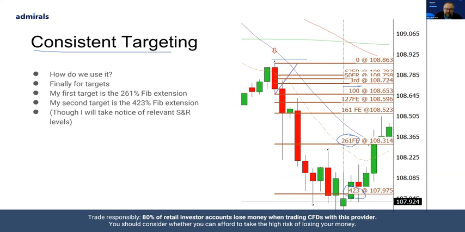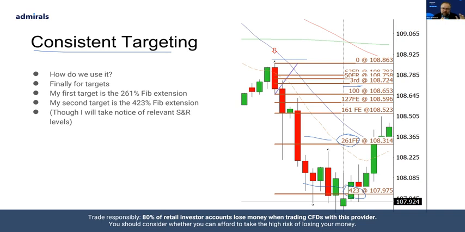And so my first target is always the 261, and my next target, my stretch target depending upon the environment I find myself in, is the 423 Fib extension. But as it says there, I do take note of relevant support and resistance levels. I'm not just blindly putting them in. That's where I want to go, but I will also be aware of the relevant support and resistance levels that might be running in that particular place.